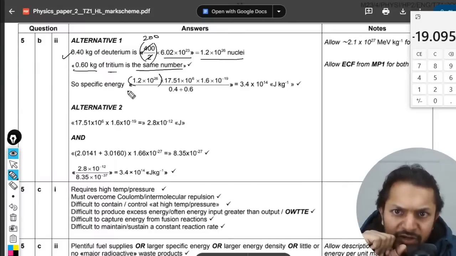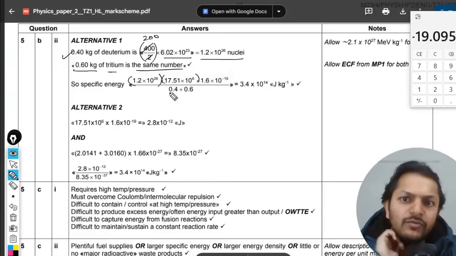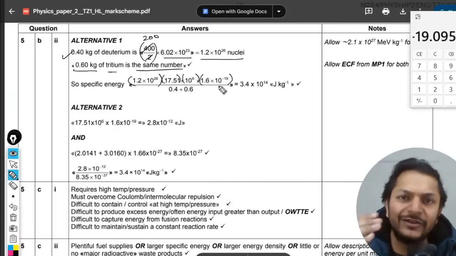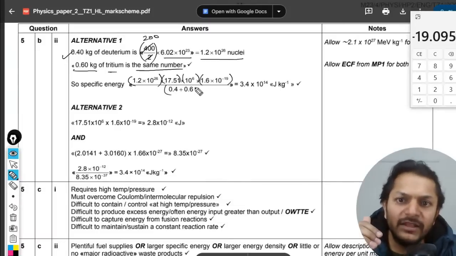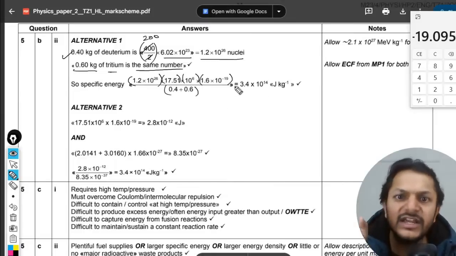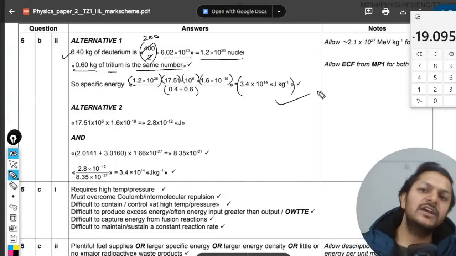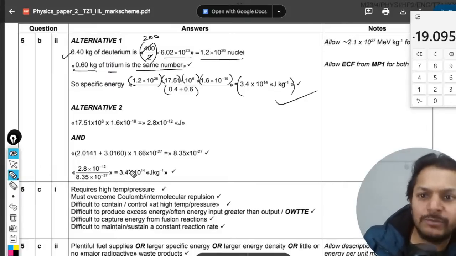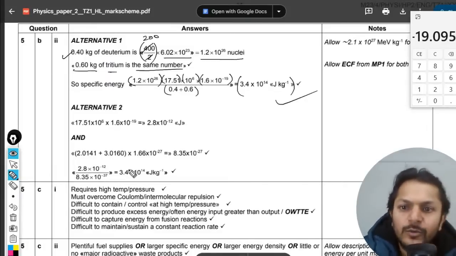This is the number of atoms. 17.1 is the energy that was there. 10 raised to power 6 is for mega. This is for the conversion of electron volt into joule. You divide by the total mass of hydrogen, which is 1 kg, and you have the answer, which is this. So they have actually done the same thing, but they have just written it in a shorter manner. So this is how we do this question.